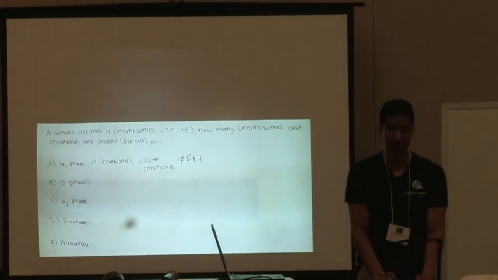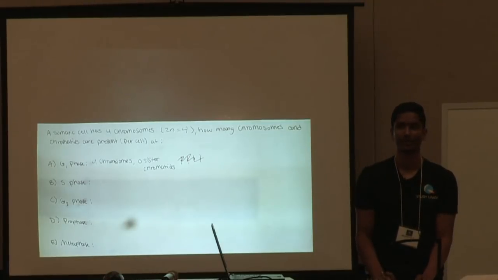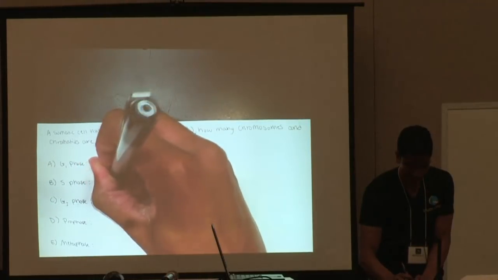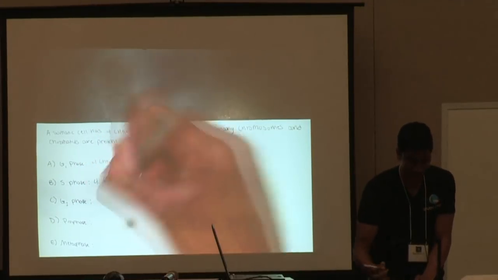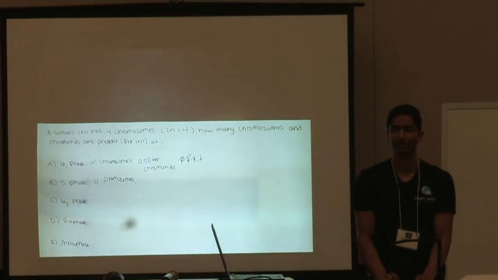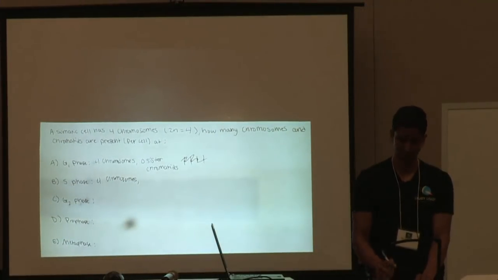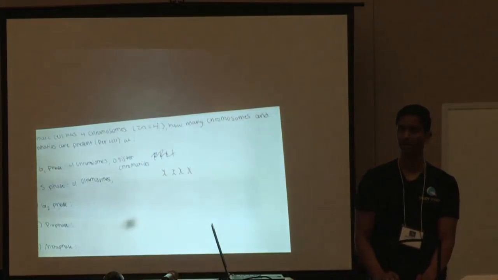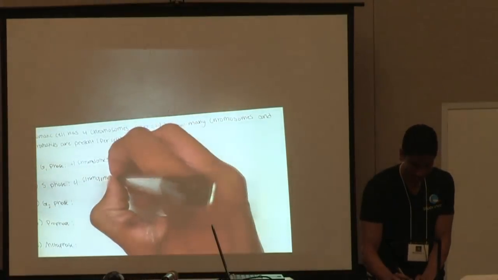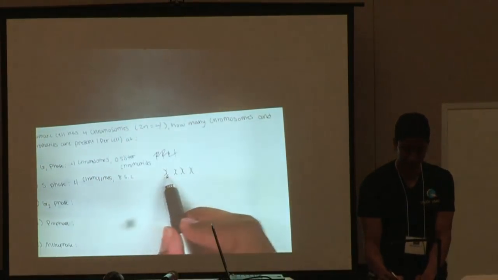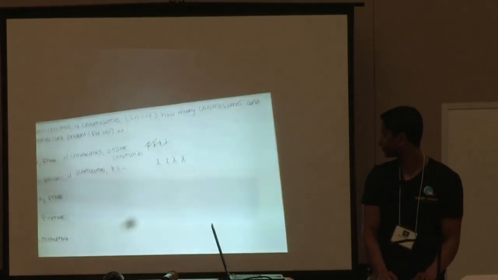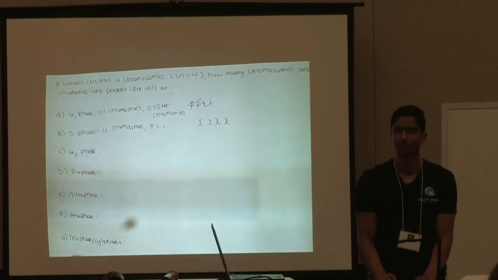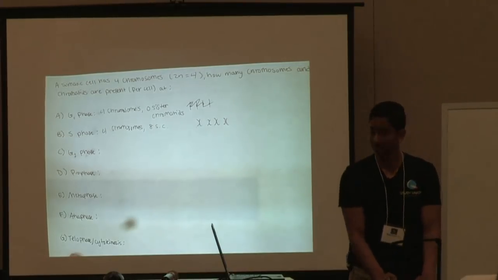All right, what about S phase? How many chromosomes? 4. Now how many sister chromatids? 8, right? 1, 2, 3, 4, 5, 6, 7, 8. G2 phase? Same thing, right?